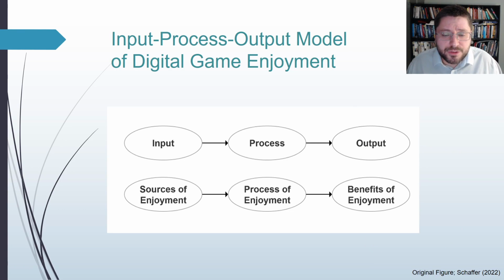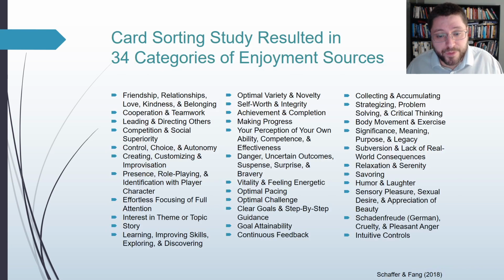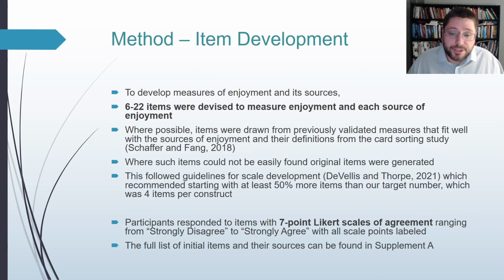If we want to design for enjoyment, we need to identify and measure the sources of enjoyment. In a card sorting study, we identified 34 sources of enjoyment. The present research builds on that to develop new psychometric measures of enjoyment and its sources.